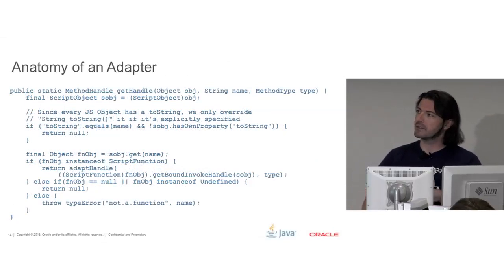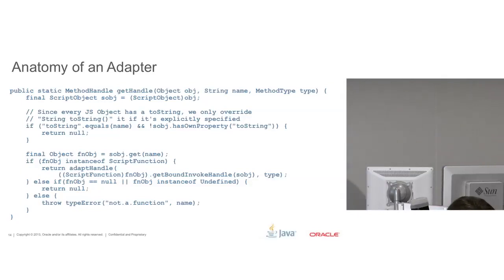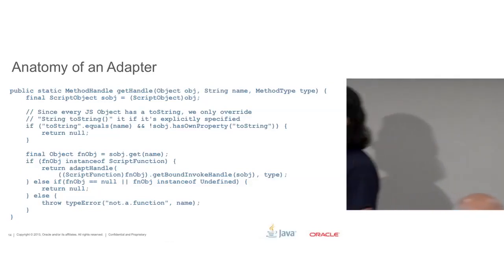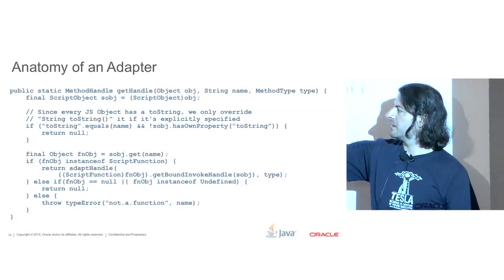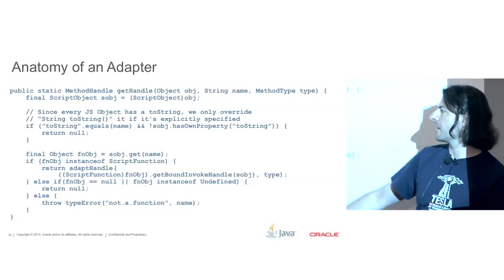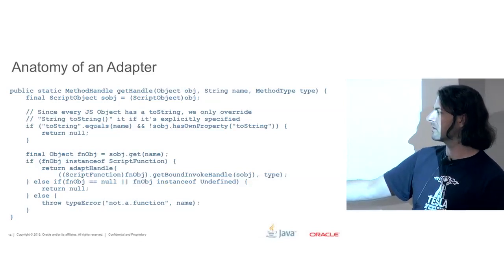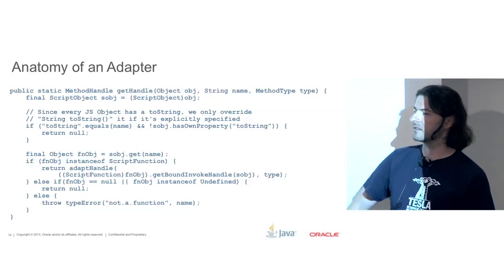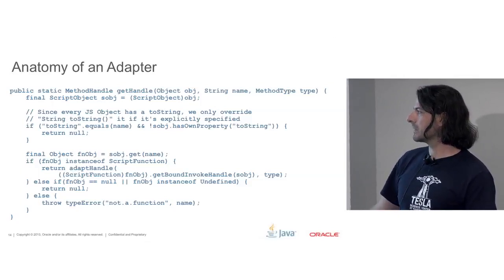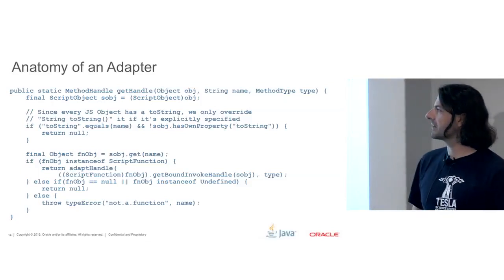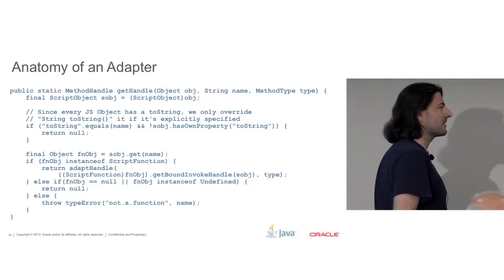This library function that we use, the get handle, what it does is again some JavaScript specific stuff. Normally, this is the meat of it, is that you retrieve the member from your script object. If it's a script function, then you do some things like bind that handle to the receiver, and then adapt handle is just something that massages types. Otherwise, bad things ensue.